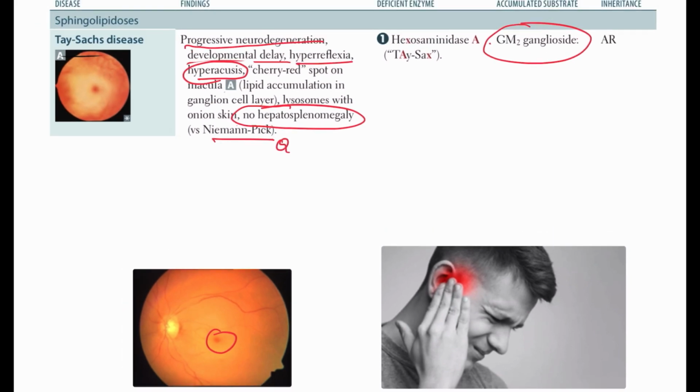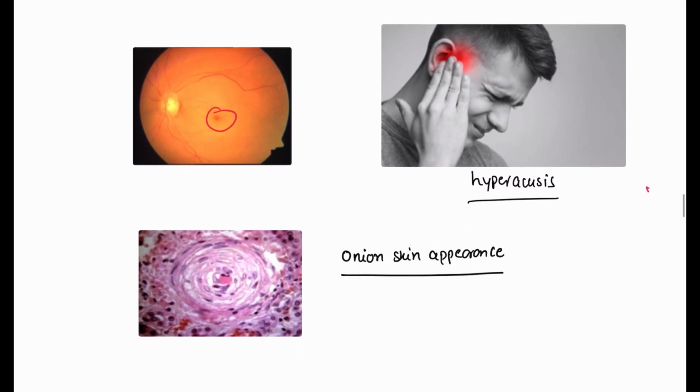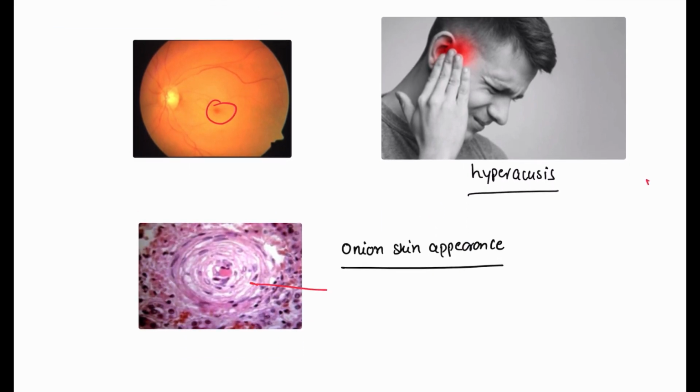On histopathological examination, we see lysosomes with an onion skin appearance, as seen here. GM2 ganglioside is a complex molecule which accumulates in concentric layers in lysosomes, which are called zebra bodies.